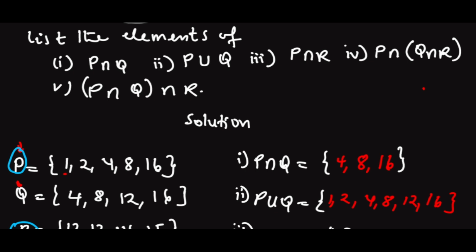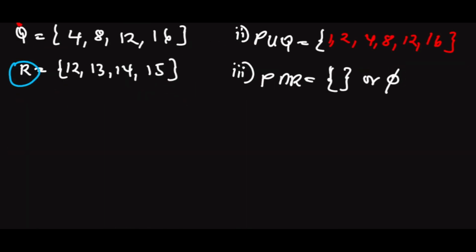(iii) says P intersection Q intersection R. First of all, we need to solve the bracket first. Do we have Q intersection R already? We need to find that. When we find that, then we intersect it with what? This over here, P. Okay, so that is our strategy. So our Q intersection R is going to be equal to, so these are Q and these are R. So the intersection, I'm seeing 12 only.